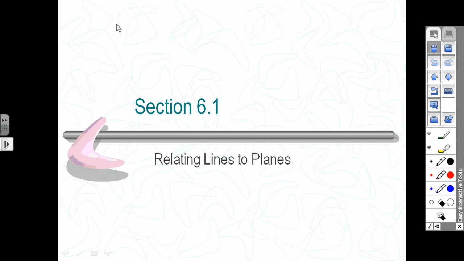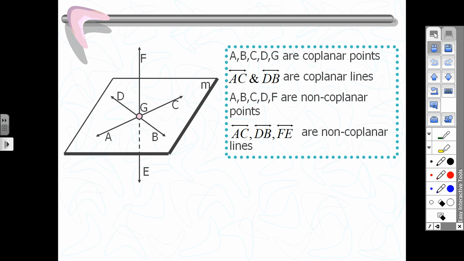We're talking about relating lines to planes. So we need to define what a plane is. A plane is a two-dimensional figure that has length and width, but no depth. You can think of the piece of paper that you're writing on. It can be considered a small plane, if you will, if you discount the thickness of the paper.